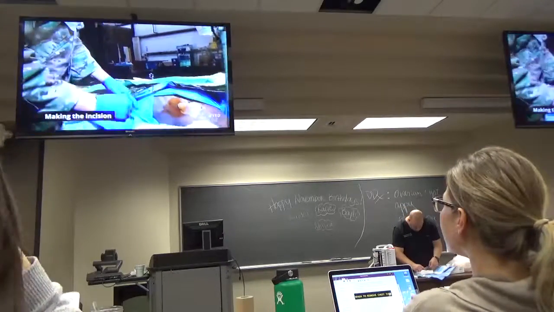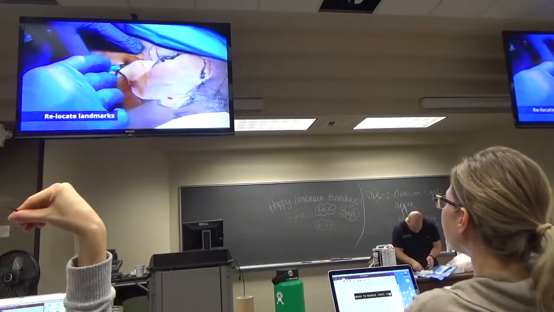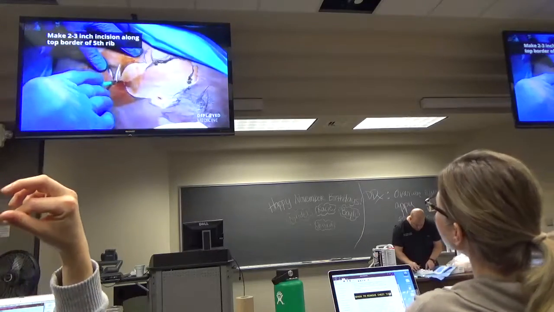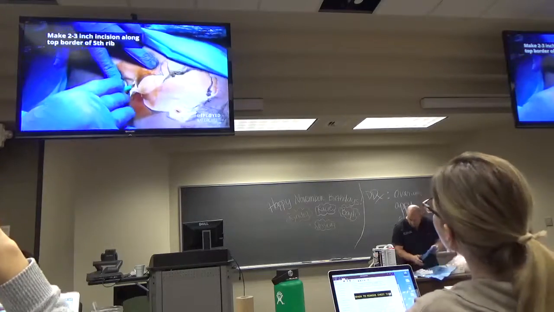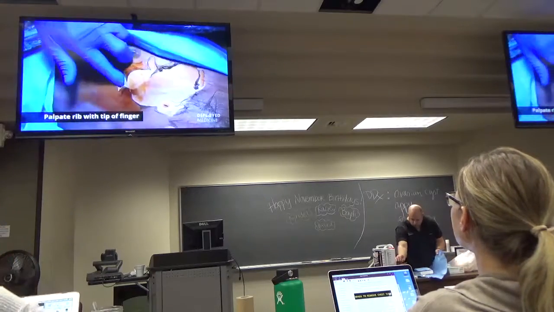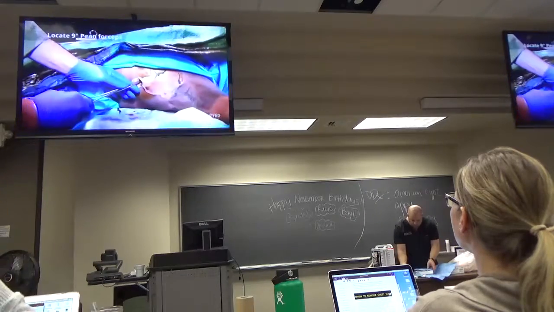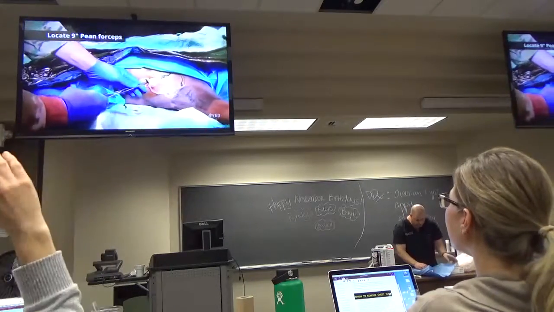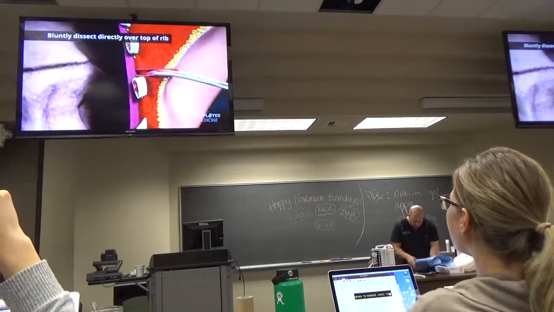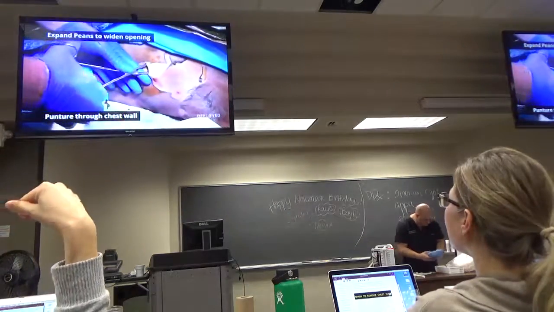All right, the next step is to go ahead and make our incision. Take your blade, find your landmarks, make a 2 to 3 inch incision down to the rib. You'll feel the rib there. Once you have incised down to the rib, dig your pins in, bluntly dissect over the area, go right over the top of the rib into the chest wall, and expand your pins.